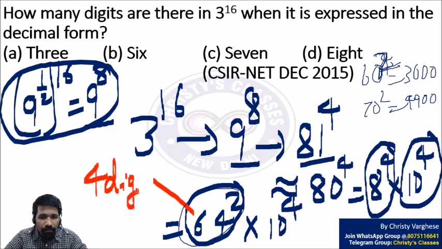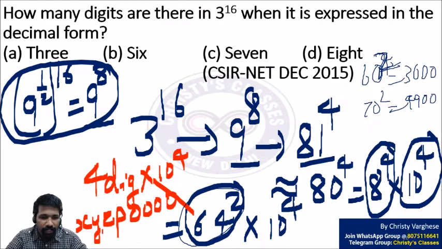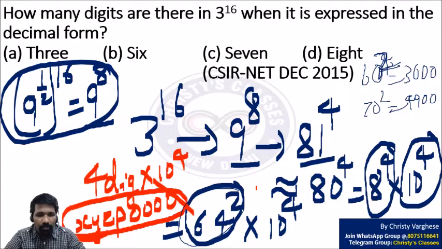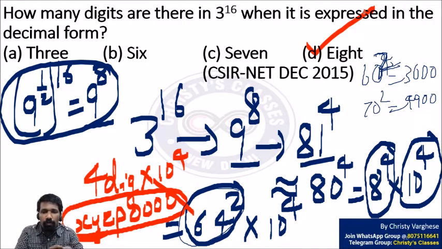4 digit number into 10 raised to 4 means what? We don't know which are the 4 digits, so I will just call XYZP. Into 10 raised to 4 means put 4 zeros in the end. That means total 8 digits will be there. That means option D is the answer. Is it clear to all of you? Option D, 8, how it is the answer?